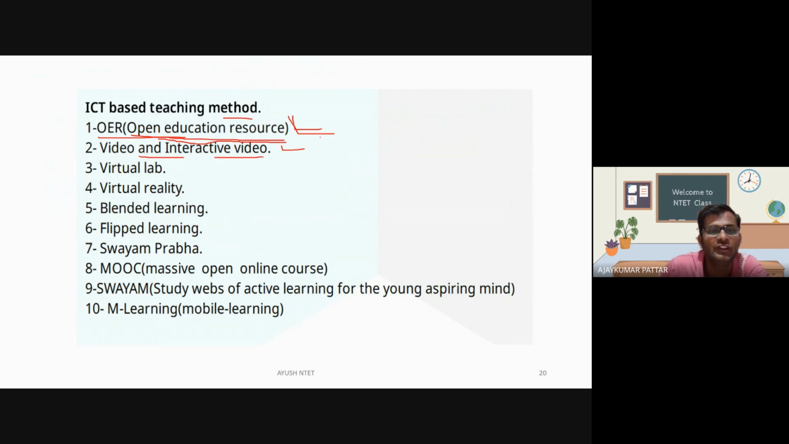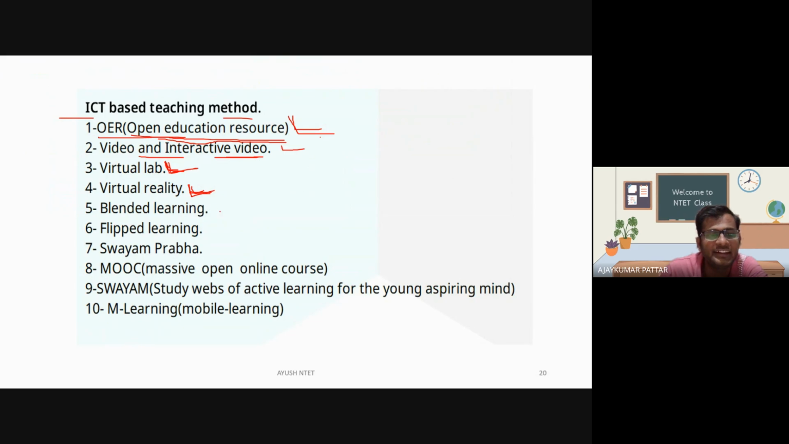Interactive video based content videos are available. Then sometimes the interactive videos based method is used for ICT based teaching. Then virtual lab means actually you are not in the lab, but you feel that you are actually in the lab. That type of thing is available in ICT based. Virtual reality means VR goggles right now. If you wear those goggles and add whatever content you want in that virtual reality, you feel that you are really there in that lab or that place. That is virtual reality.